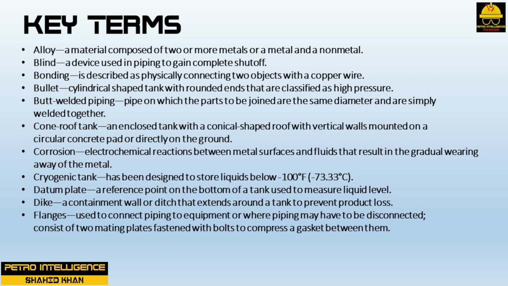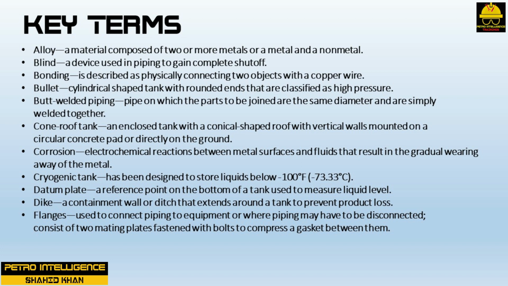Cryogenic tank has been designed to store liquids below -100 degrees Fahrenheit or -73.33 degrees Celsius. Datum plate is a reference point on the bottom of a tank used to measure liquid level. Dike is a containment wall or ditch that extends around a tank to prevent product loss.